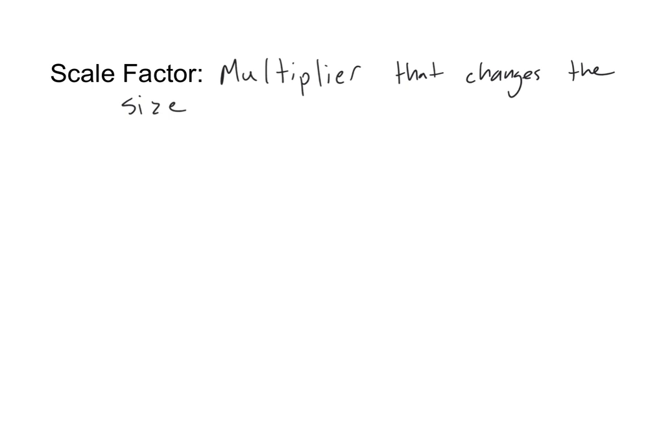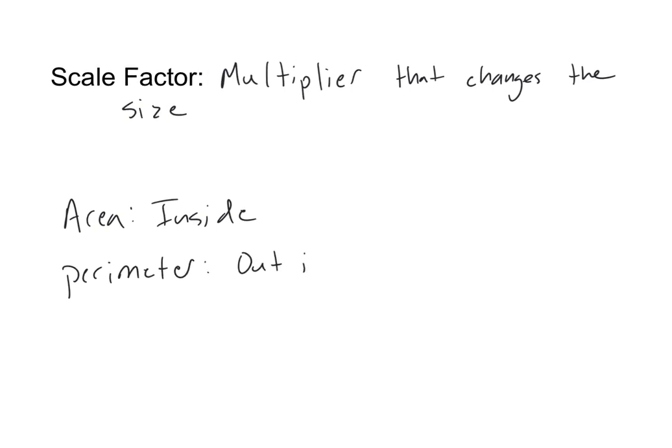Awesome, so that's our scale factor. Again, we're going to use that scale factor to see how it affects the perimeter of a shape and how it affects the area of the shape. And remember, when we find area, we're looking at the inside of a shape. When we think about perimeter, we are thinking about the outside of that shape.